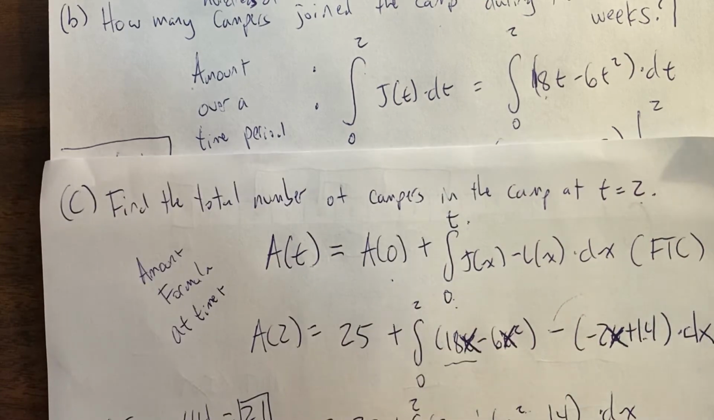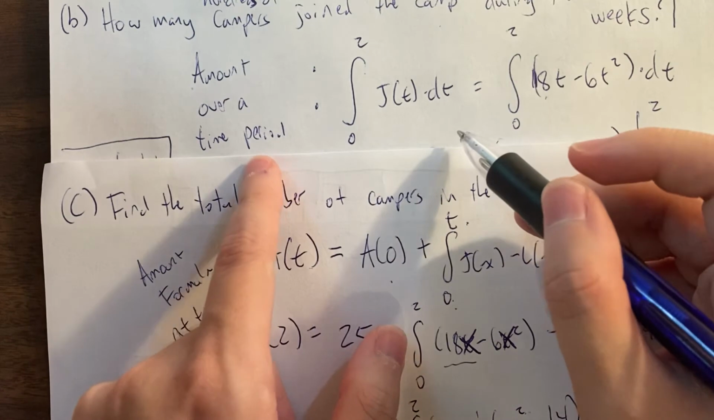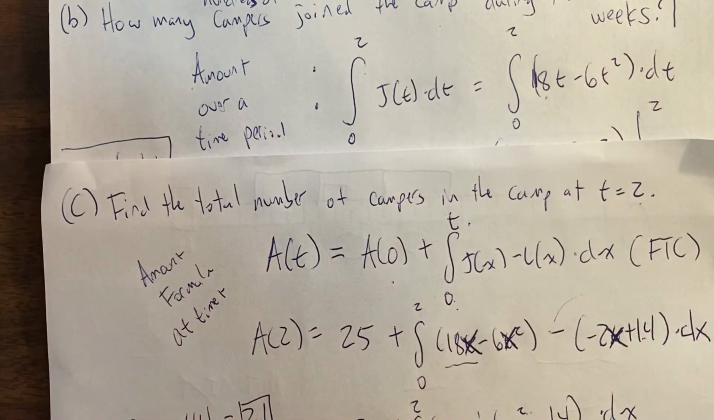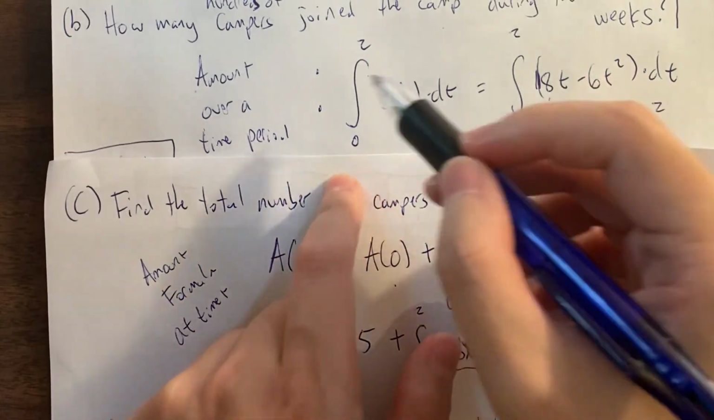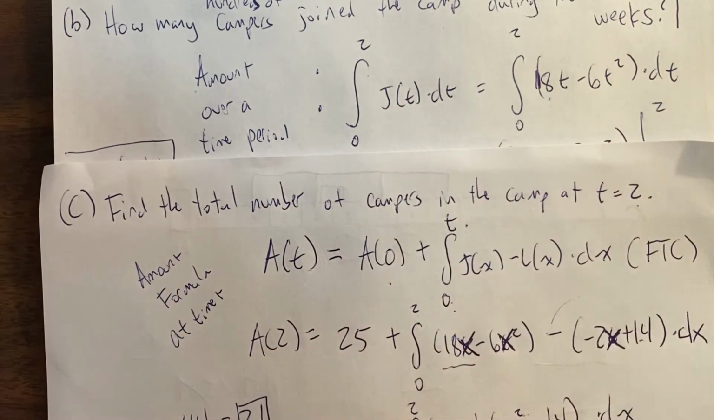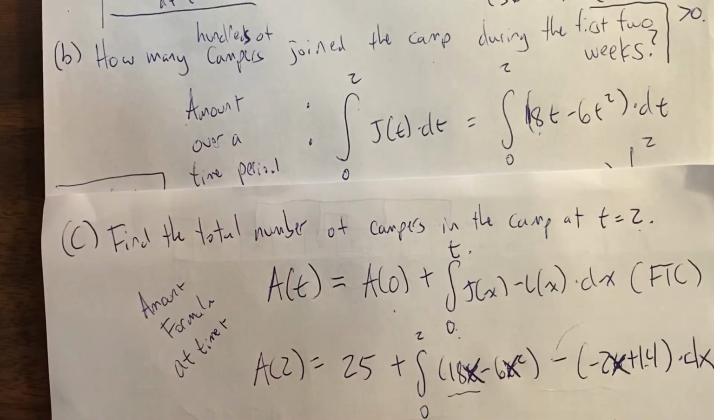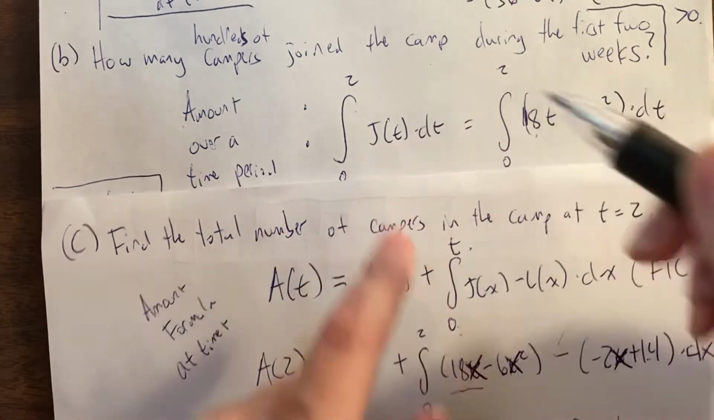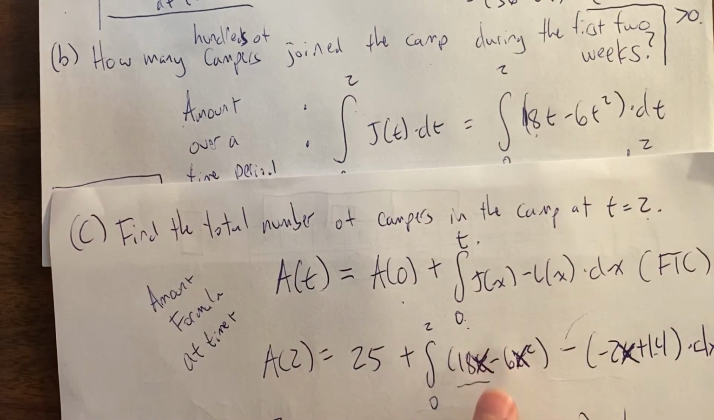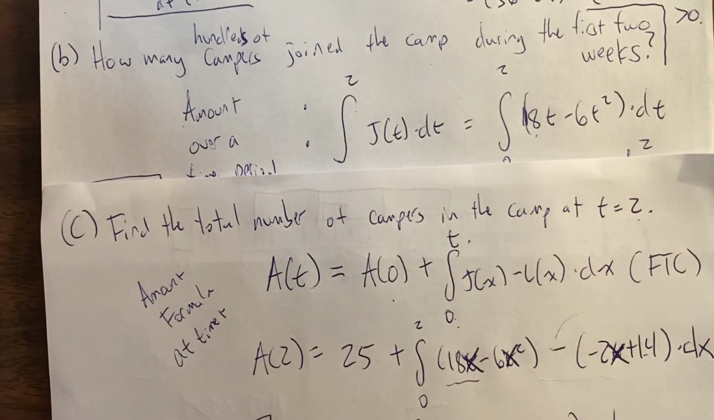Also, it's reliant on both rate in and rate out. The amount at a time depends on how many campers are leaving and entering at any time. Amount over a time period does not rely on how many you started off with, because you only care about that one time period, so you do not add the number in the front. And you're usually finding the amount over a time period of one of the rate in or one of the rate out, but not both. So it's usually just the integral of one of them, as opposed to the integral of rate in minus rate out. So hopefully that makes sense.